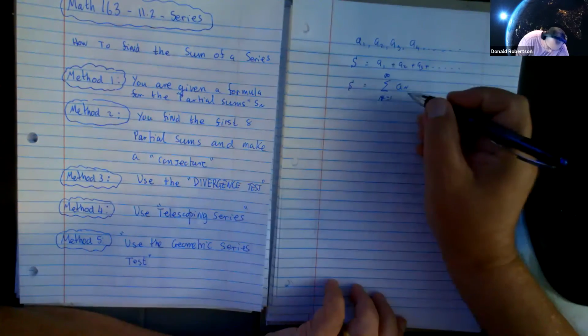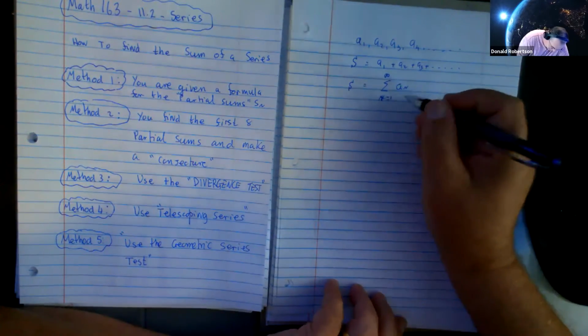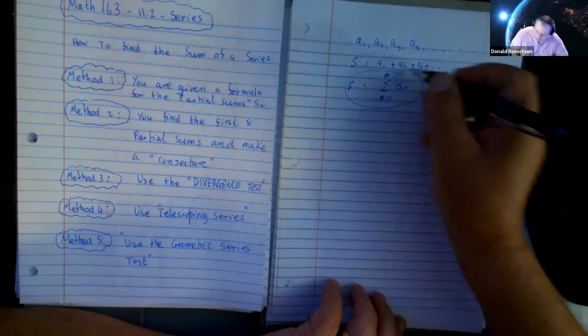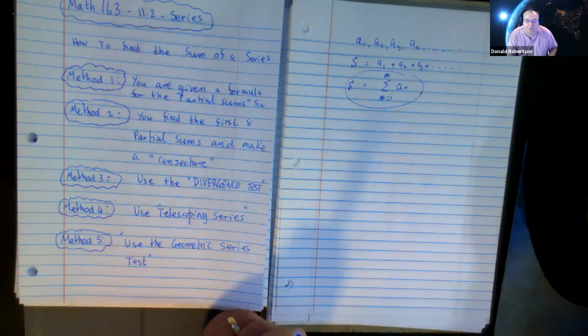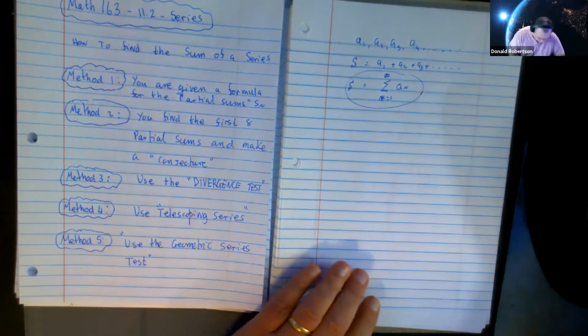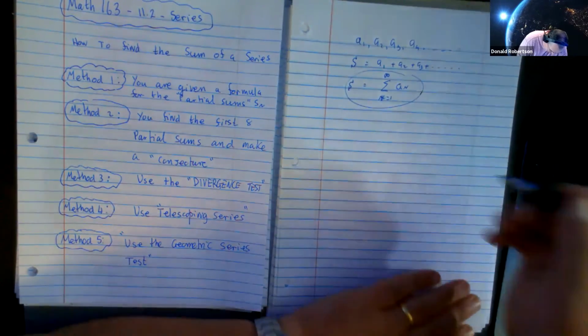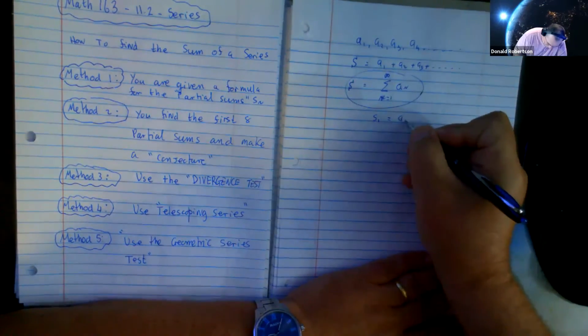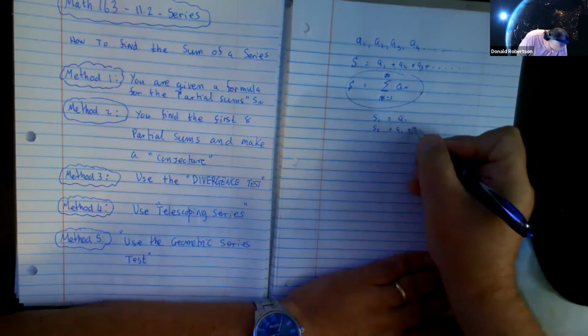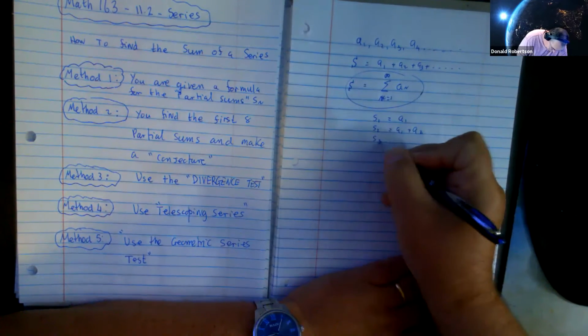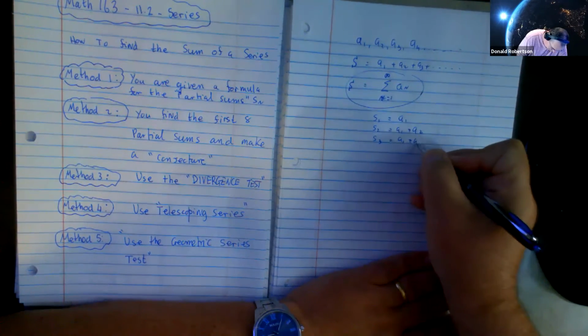And what we tend to do now, if we want to find out whether this actually adds up to a number, in which case we say it converges to that number, or does it go off to infinity, in which case we say it diverges, is that we find its partial sums. S1 is what you get when you only add up the first term. S2 is what you get when you add up the first two. And S3 is what you get when you add up the first three.